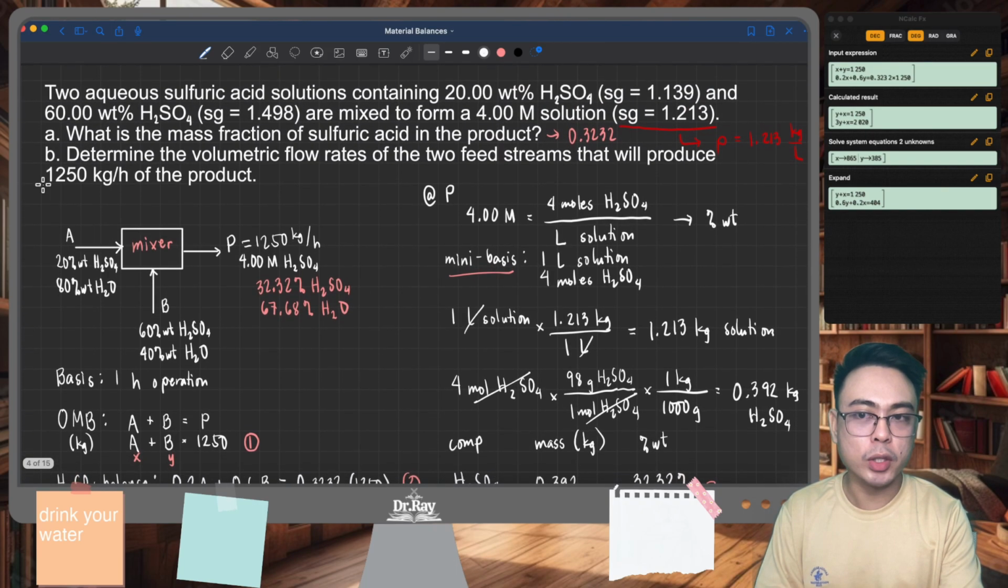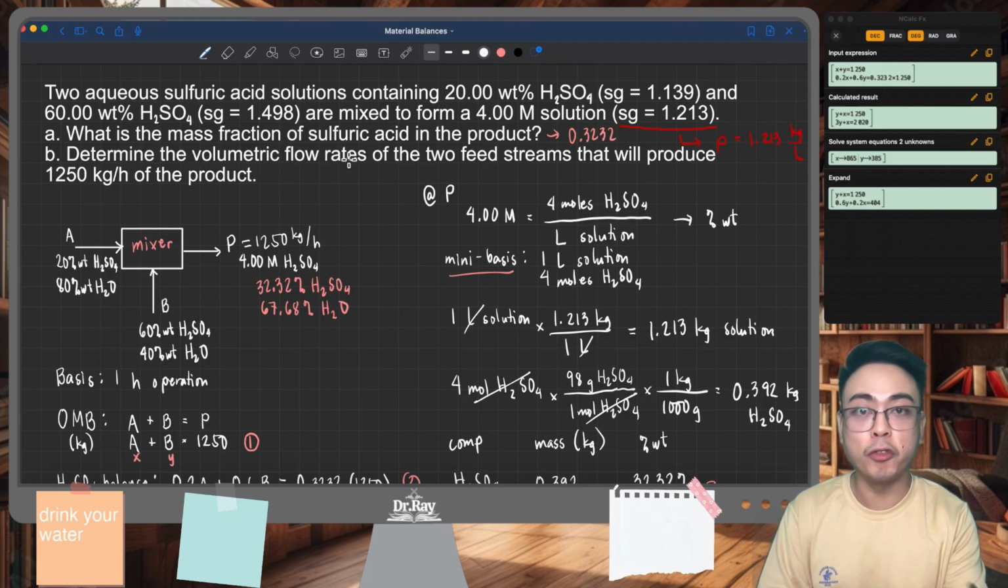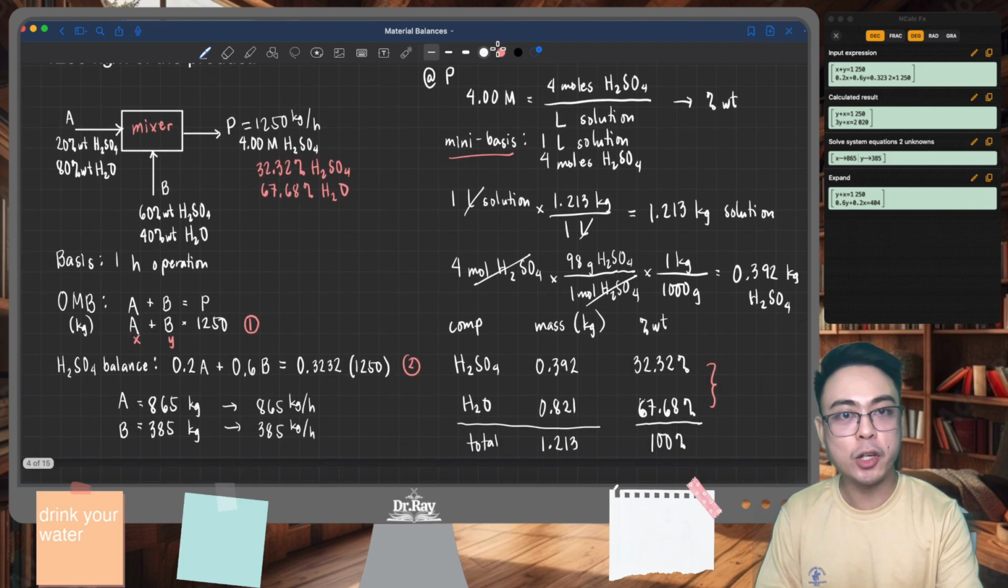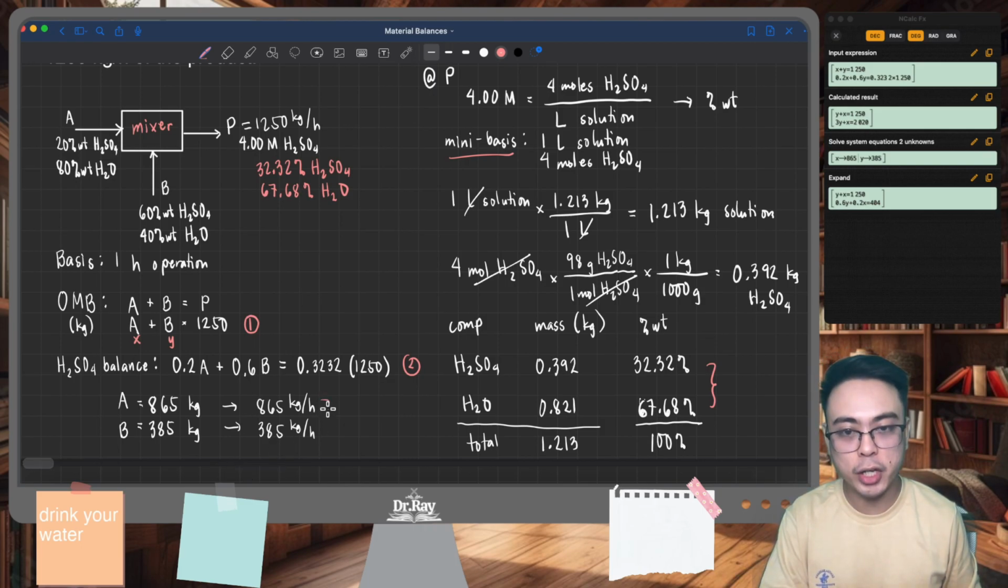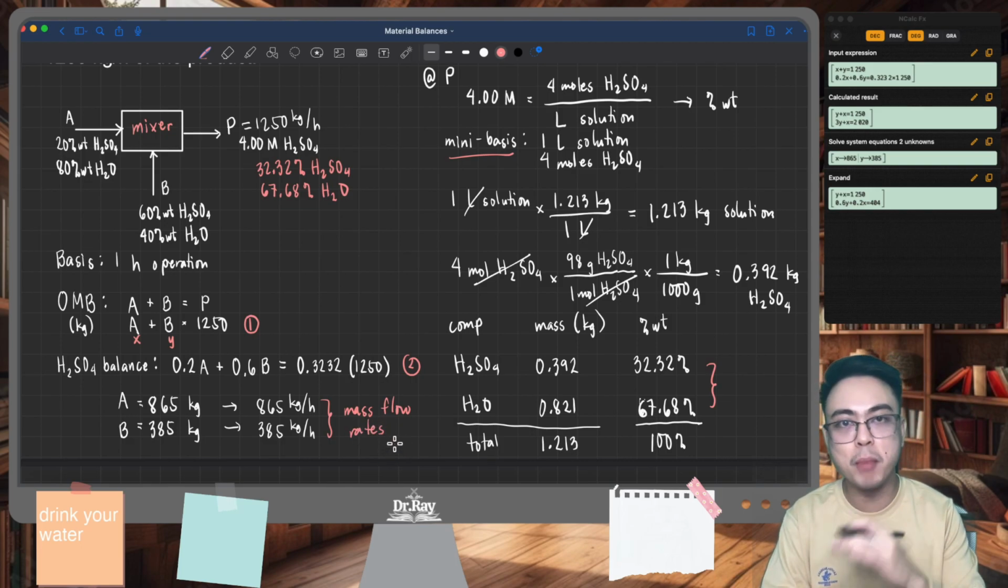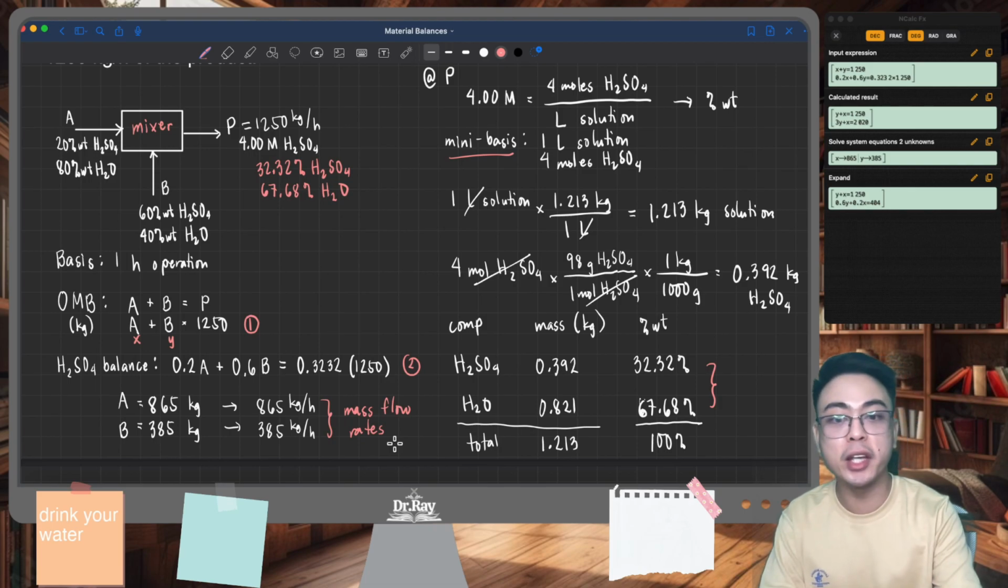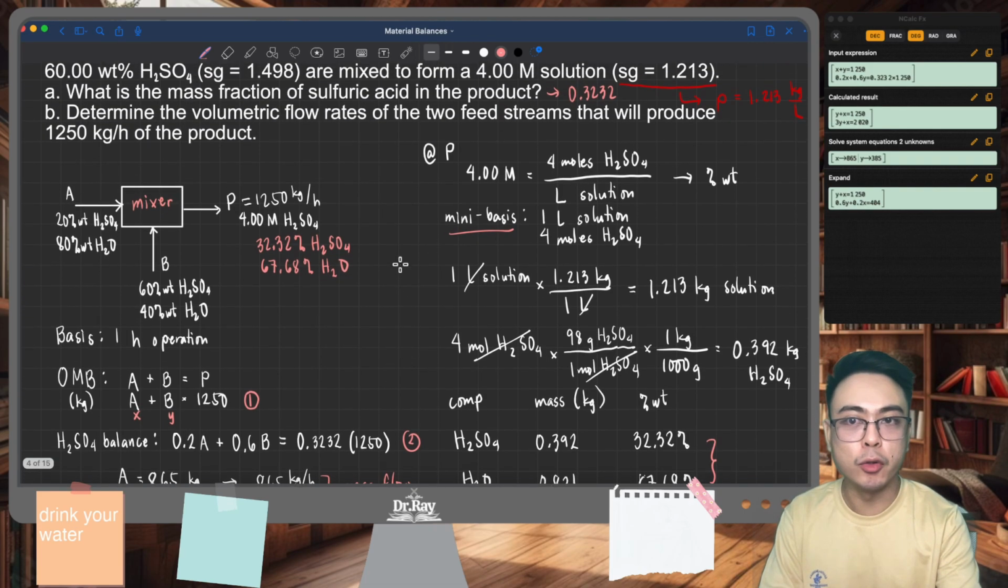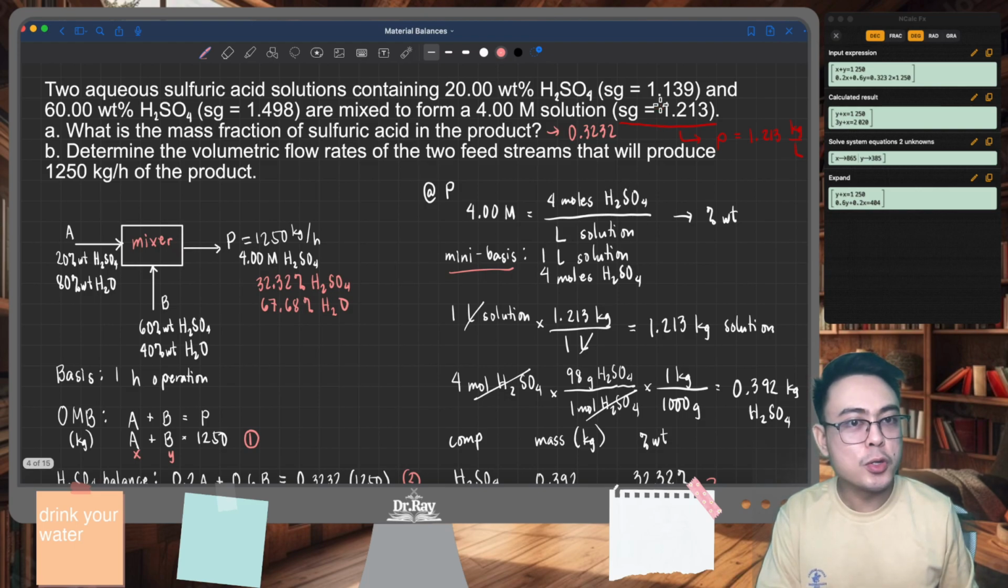Okay, now read again what is being asked for letter B. We are to determine the volumetric flow rates of the two feed streams. What we have calculated right here are mass flow rates. So there still needs to be a conversion from mass flow rates to volumetric flow rates before we can declare our final answers. Now notice again in the problem that you're also given the specific gravities of the two feed streams.